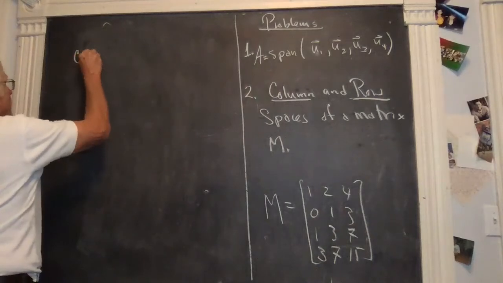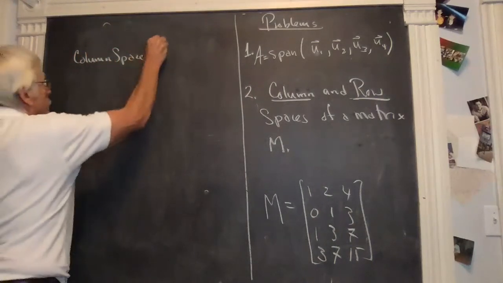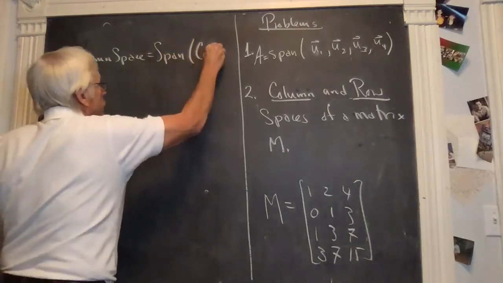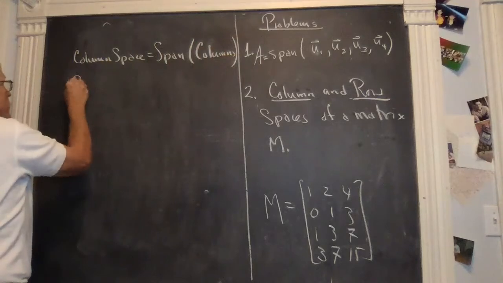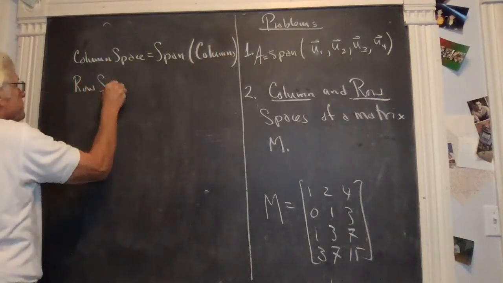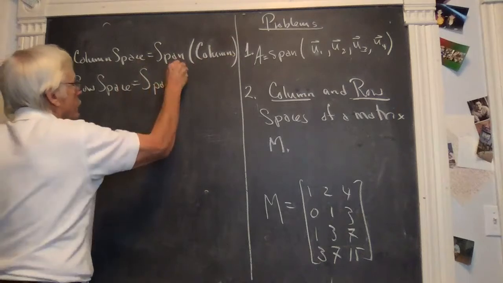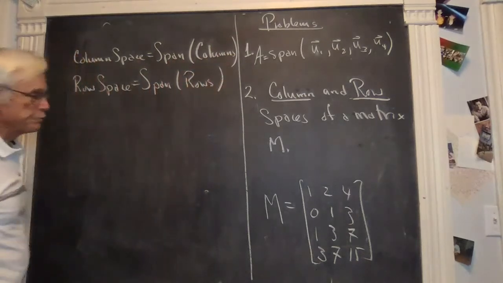So the column space means the span of, you guessed it, the columns of M, and the row space equals the span of the rows of M.